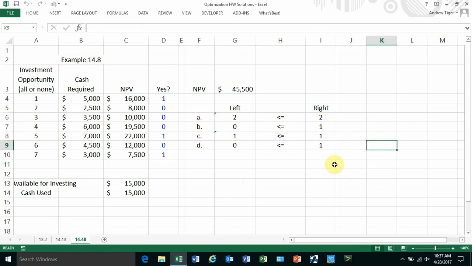Part C is that the sum of 6 and 7 have to be less than or equal to 1. So that's the right-hand side. This is the sum of x6 and x7. You can't choose them both. You can choose at the most 1. And the last one is that if you choose x2, then x1 and x3 have to be selected also.